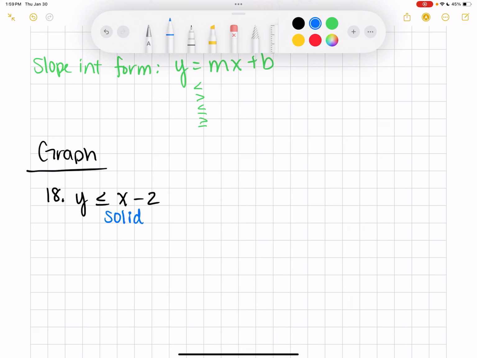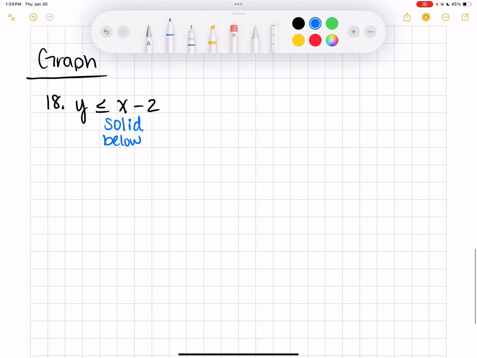Now, the other thing: if y is less than, then it's shaded below, so underneath your line. If y is greater than, and this applies to or equal to as well, it's shaded above. I typically at the beginning will write solid or dotted, and then where it's shaded. So in this case, y is less than, so I'm going to shade below. Those are the two things that I do first when I'm doing a graph like this. So I'm going to set up my graph here.